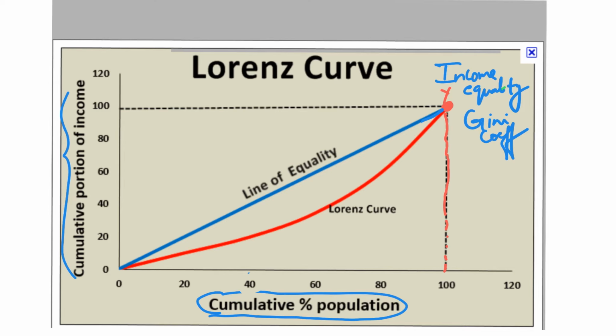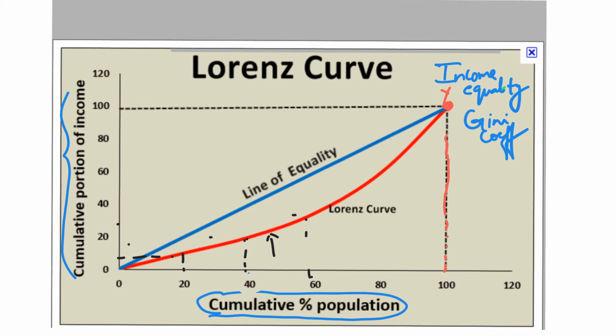This red line is nothing but the Lorentz curve. Now as we move away from the line of equality, suppose this is the Lorentz curve, what is the observation here? 20% of the population is having around 5% of the income, or 40% of the population is having around 15% of the income, or 60% of the population is having around 30% of the income. This is the observation when we see this red line, which is the Lorentz curve.